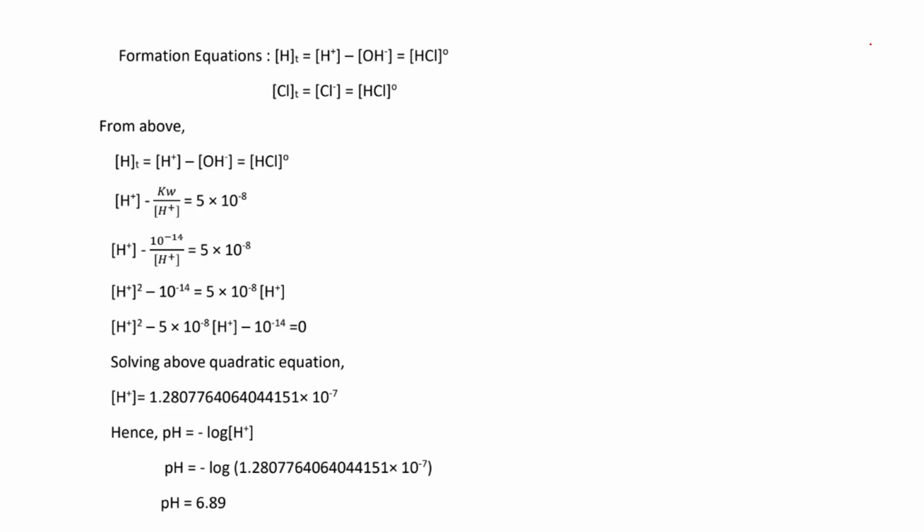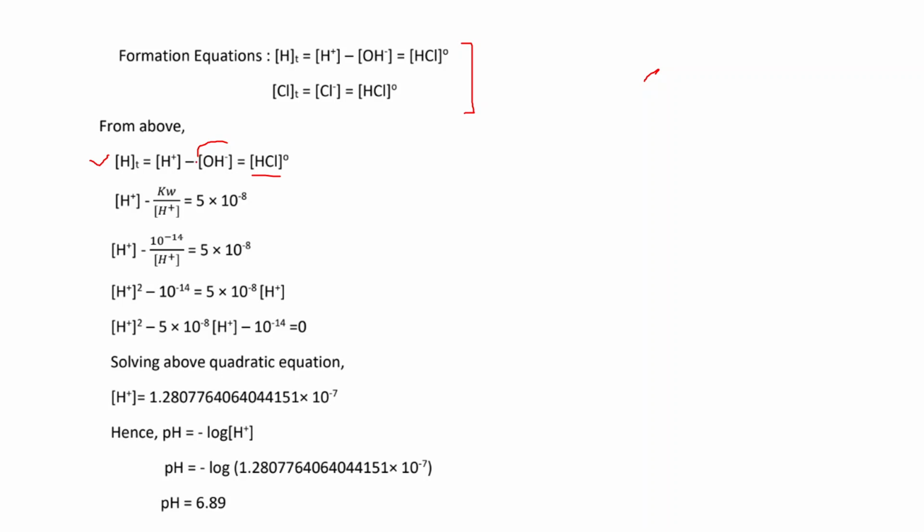Now these are the formation equations. H total is equal to H plus minus OH, and Cl total is equal to Cl minus. Either you can directly go to Visual Minteq and solve the problem, or you can solve by using dissociation constants. So our H total is H plus minus OH minus, which is equal to HCl.